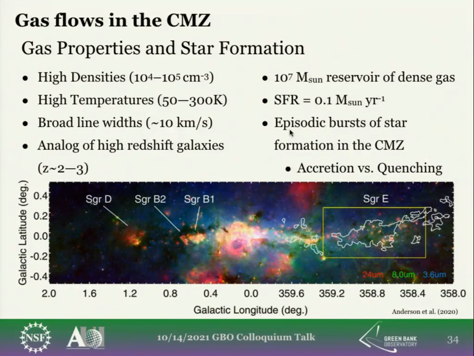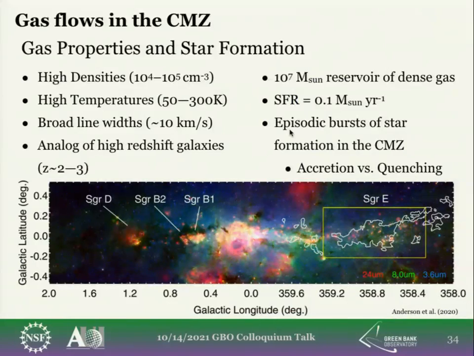So one of the leading theories behind why the star formation rate is so low is that star formation in this inner region is just episodic, and we're just looking at a low point in the star formation rate, and that it just increases and decreases as you go through time. So what could be causing this episodic burst of star formation in the CMZ? So there's two leading theories. The first one has to do with accretion.